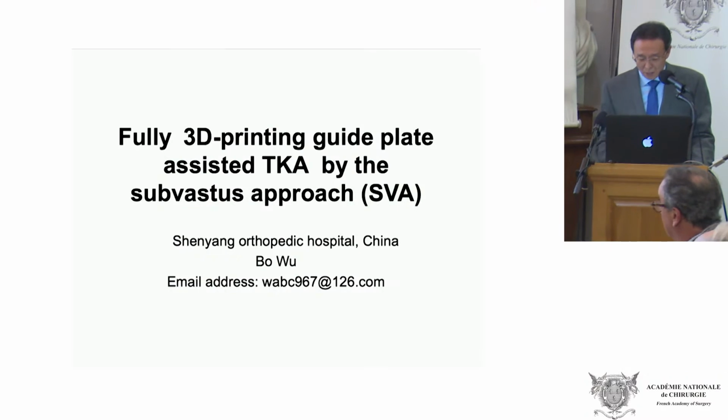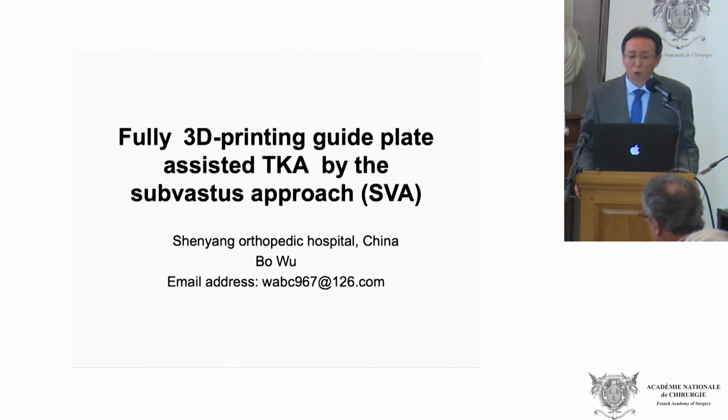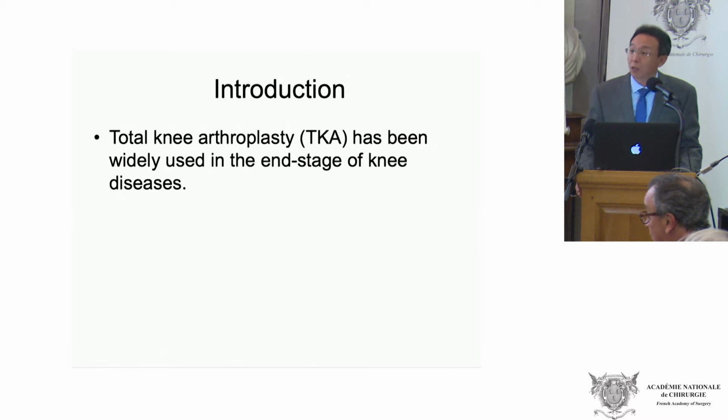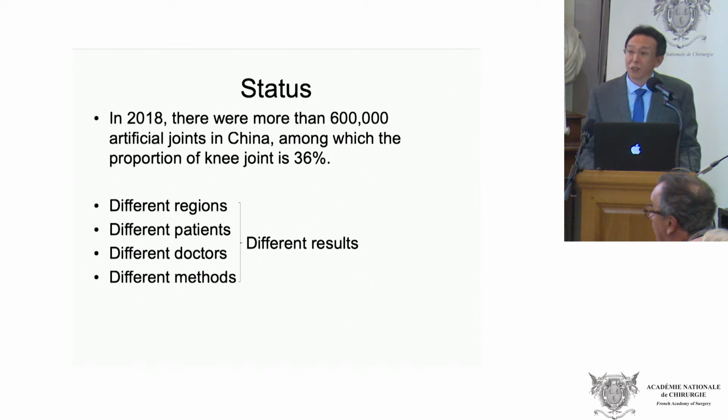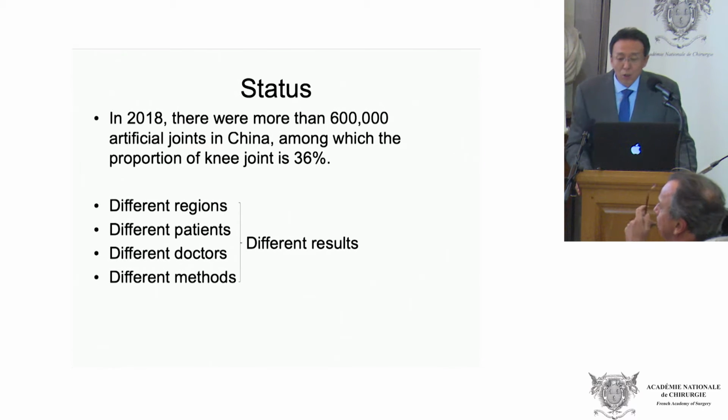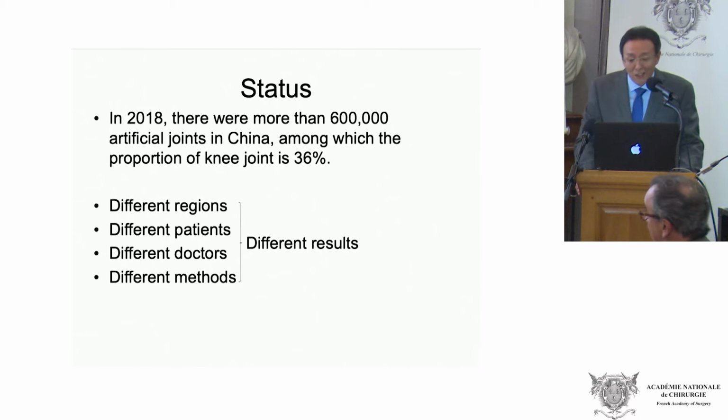The title of my report is Fully 3D Printing Guide Plate Assisted TKA by the Subvastus Approach. Introduction. Total knee arthroplasty has been widely used in the end stage of knee disease. Status. In 2018, there were no more than 600,000 artificial joints in China, among which the proportion of knee joints is 36%. Because of different regions, different patients, different doctors and different methods, there are different results.